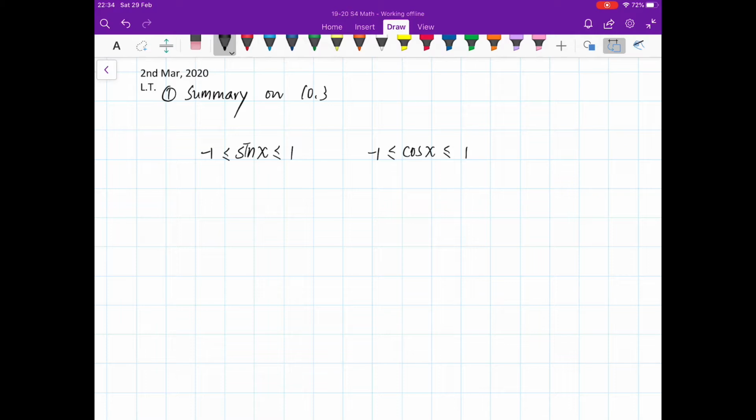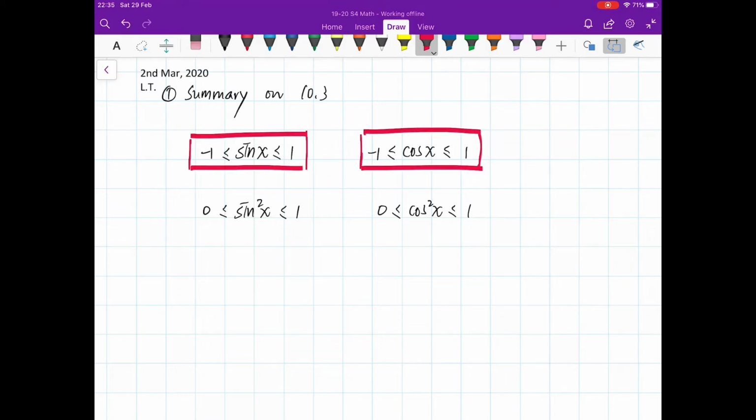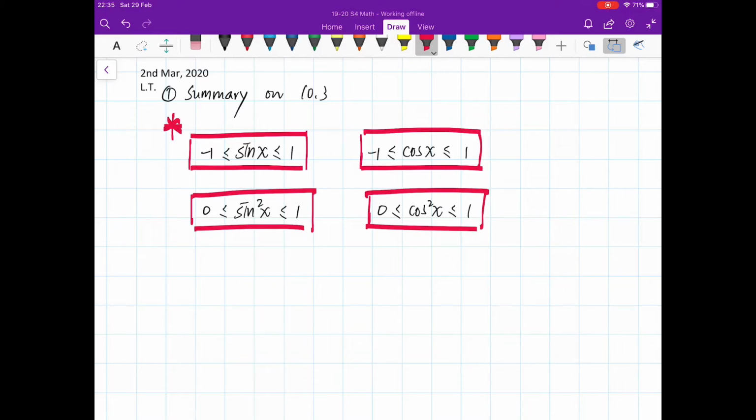Okay, then next, how about sine square x and cosine square x? Okay, again, for the maximum point, they are both 1 again. But be careful, for the minimum point, it is no matter -1. Instead, it is 0. Okay, so these are the 4 ranges that you have to memorize in order to do the calculation.